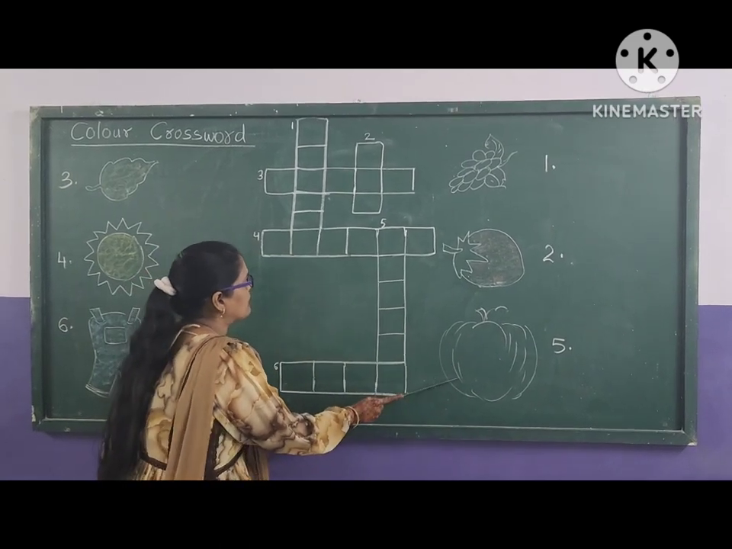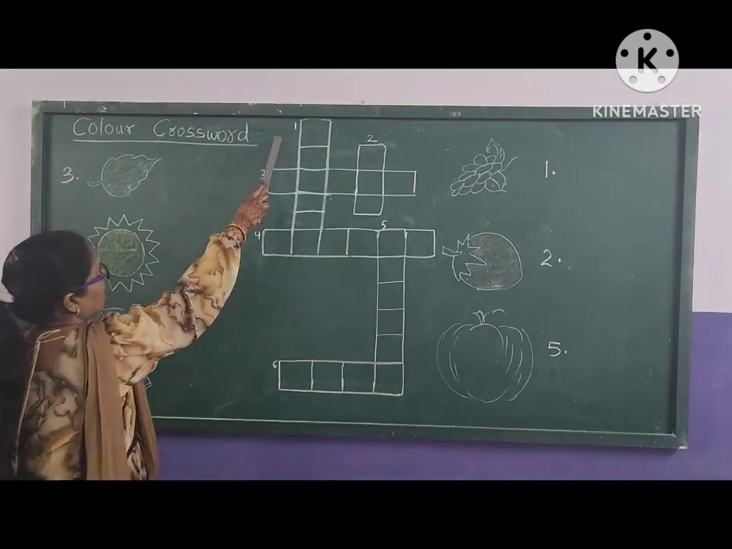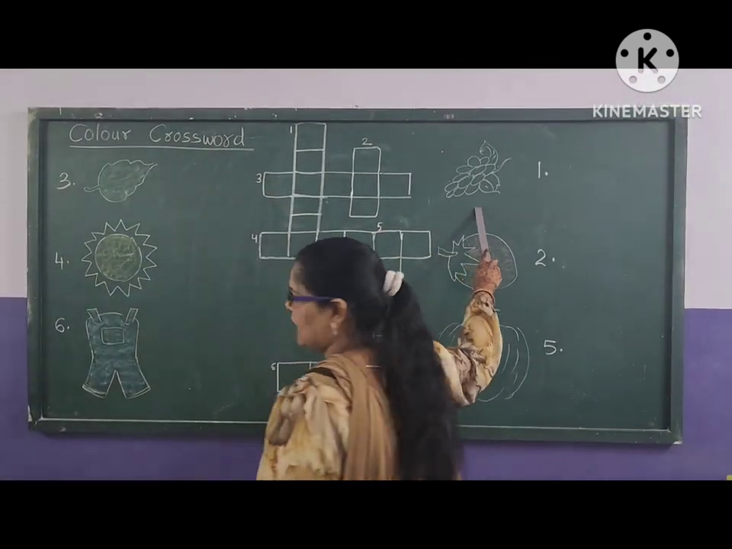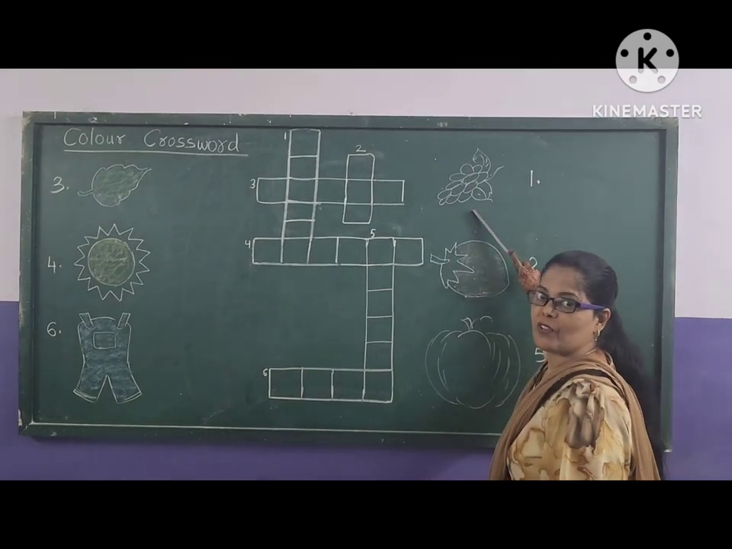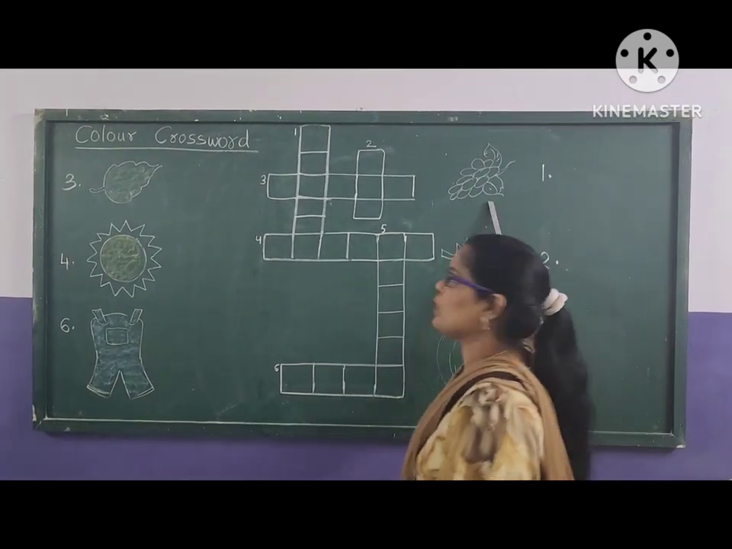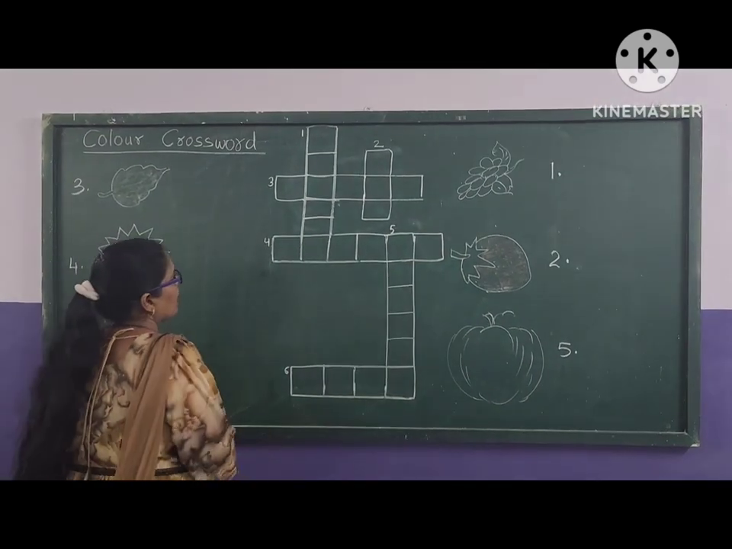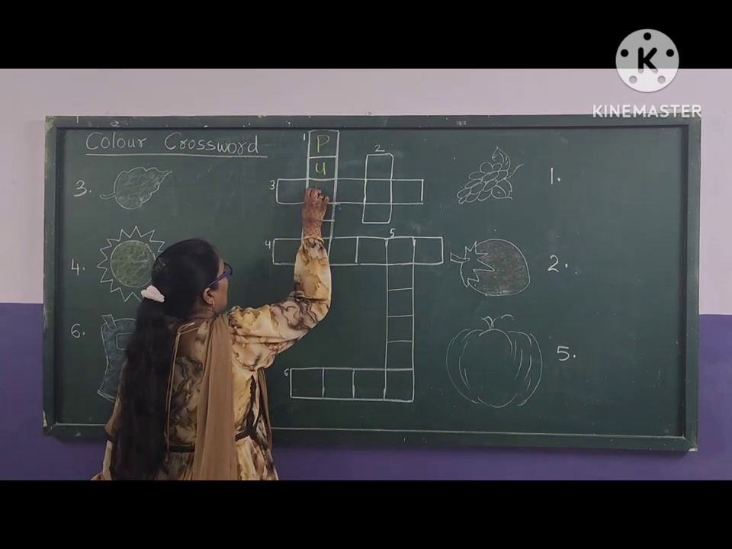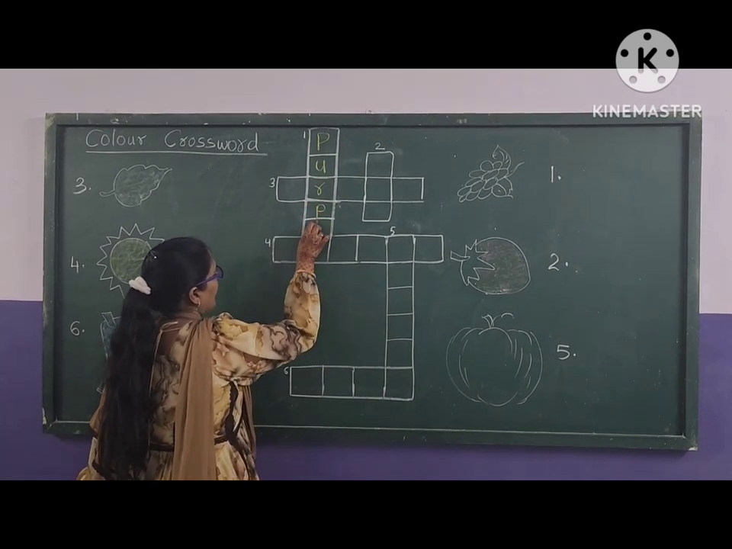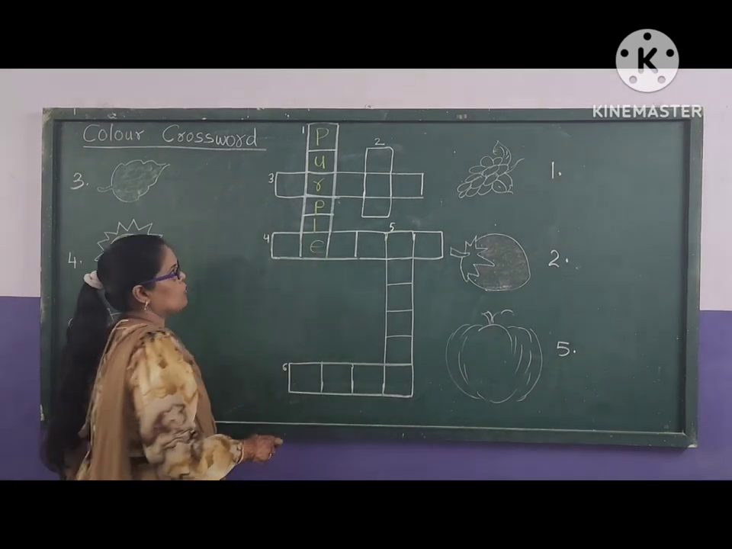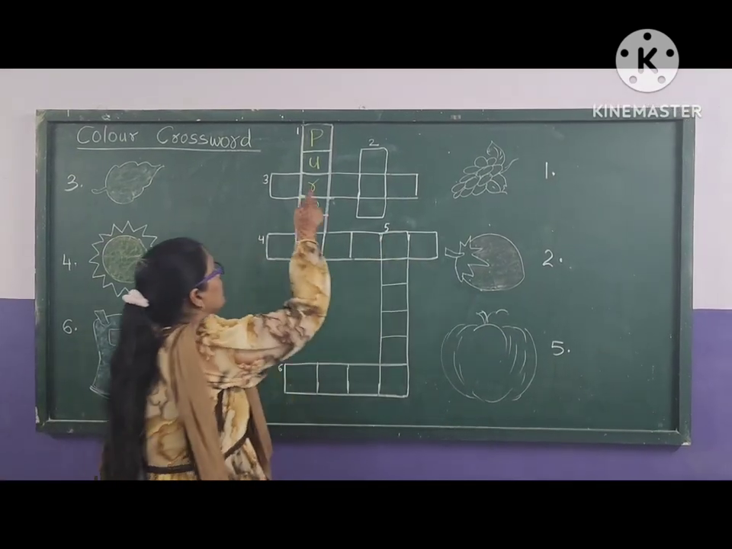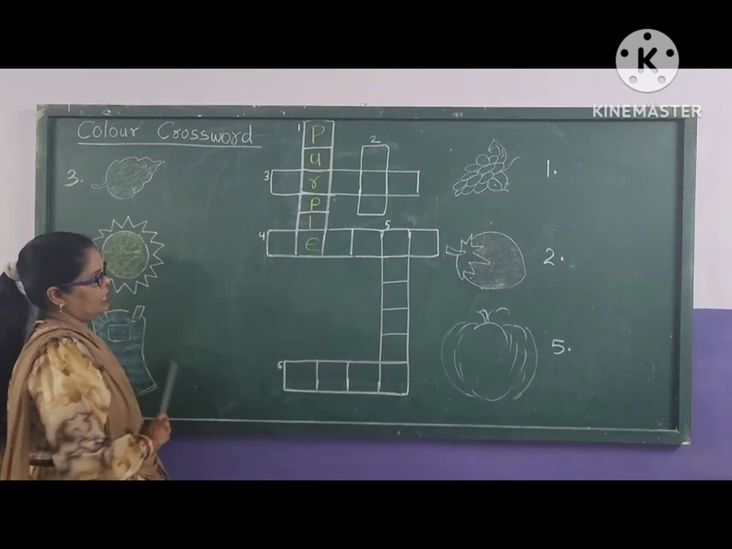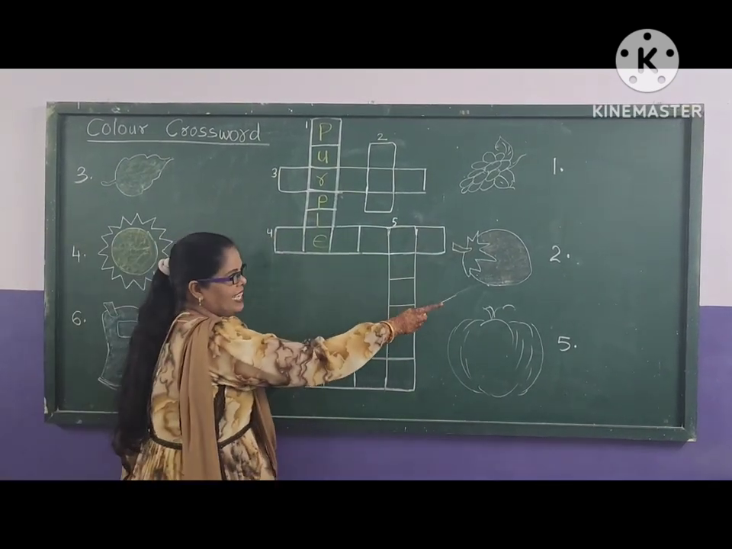Okay, so now we are going to, so the first number, here you see the number. The first number you can see, which image is here? That is, children, grapes. So grapes, I told you, these are purple color grapes. So we are going to write, what is spelling of purple? P-U-R-P-L-E. So the purple color grapes. So we have written the spelling of P-U-R-P-L-E, purple. So now we are going to go for the next image.